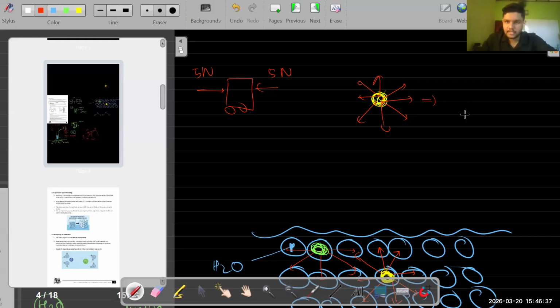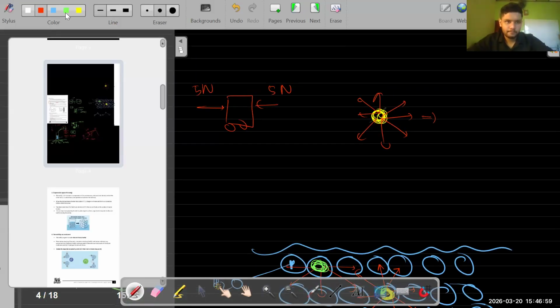So eventually, there won't be any attraction at the end. Are you clear with that point? Because all of them will be cancelling off. Clear? Yes. Okay. Now I'm taking the green molecule.